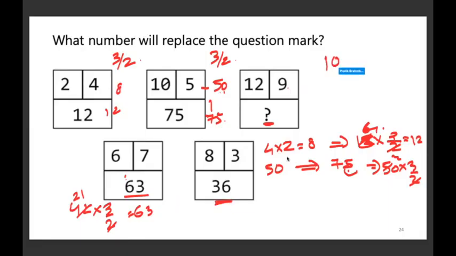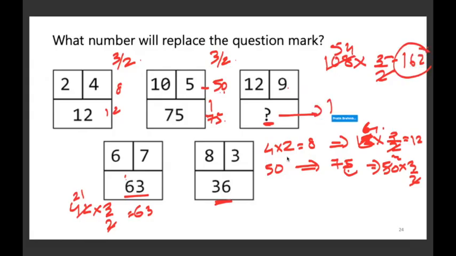12 into 9 is 108, multiplied by 3 by 2 will be 162, which is the answer. Okay. This question mark will be replaced by 162.